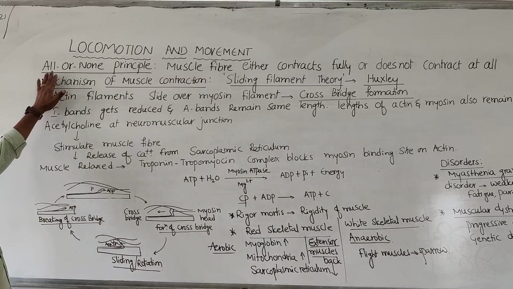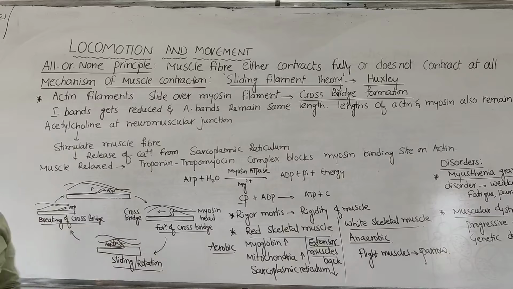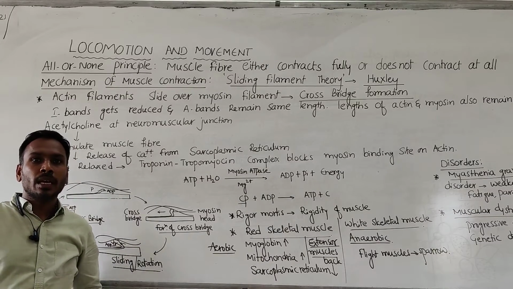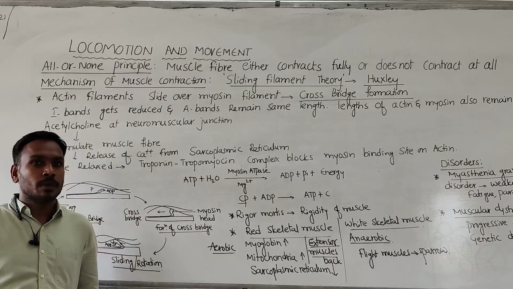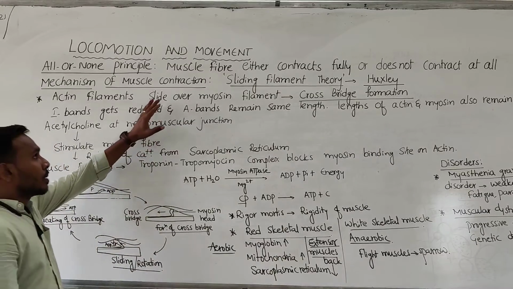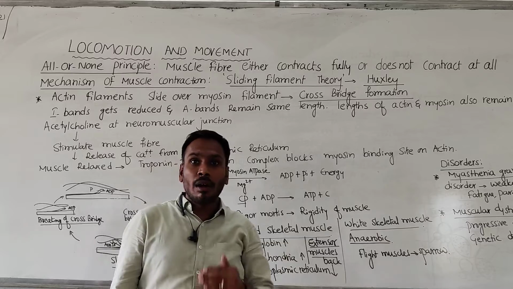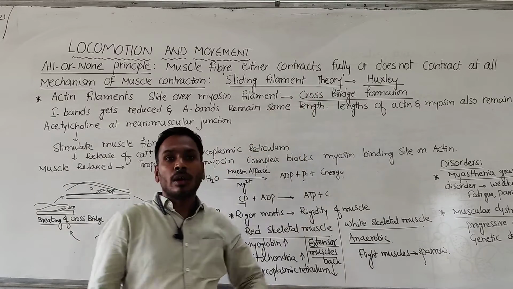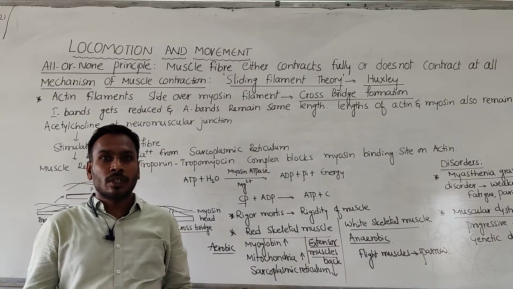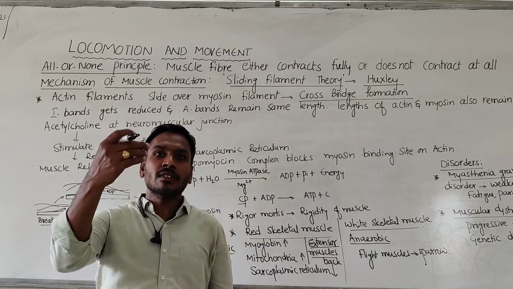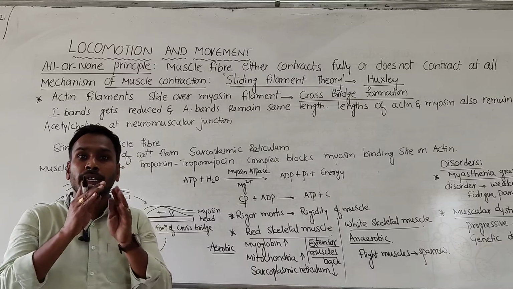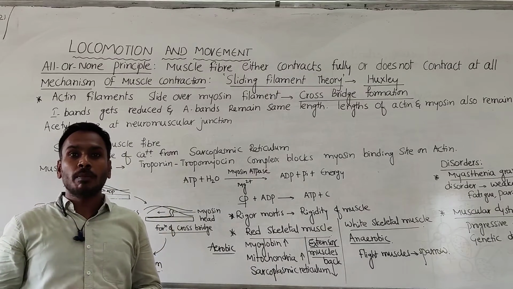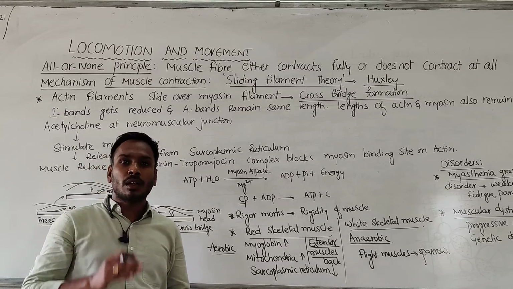Here, the most important principle is the all or none principle. What is meant by the all or none principle? It's very simple. The muscle fiber either contracts fully or does not contract at all. So if it contracts, it contracts fully, or else it won't contract. Generally, this is also applicable to nerve fiber.